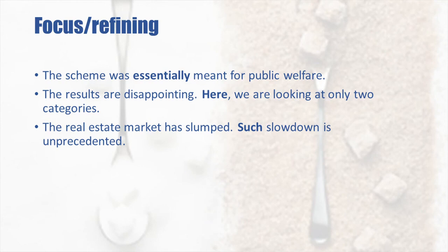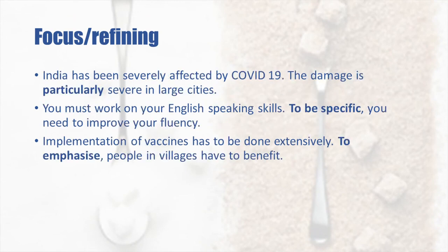The real estate market has slumped. That means it has gone down. Such slowdown is unprecedented. Such brings your attention to the real estate market, saying that such slowdown is unprecedented. That means it has never been seen before. So the real estate market has slumped. Such slowdown is unprecedented. More phrases with focus.